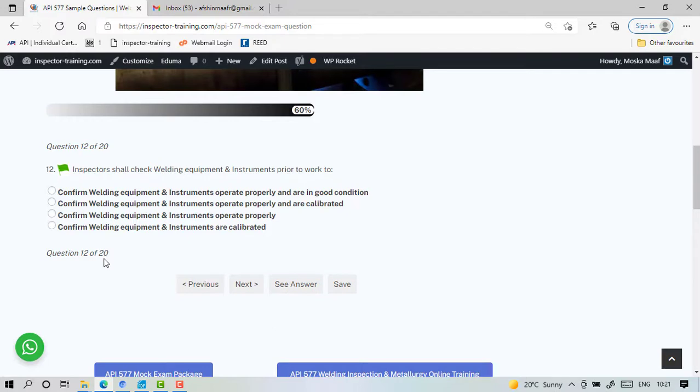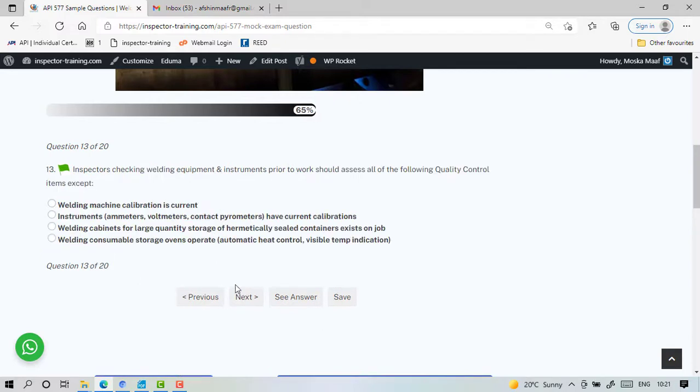12. Inspectors shall check welding equipment and instruments prior to work to confirm welding equipment and instruments operate properly and are in good condition. Actually, they should operate and be calibrated. The welding instruments, you should make sure. Inspector checking welding equipment and instruments prior to work should assess all of the following quality control items except: welding machine calibration is current. Yeah, you should check it.